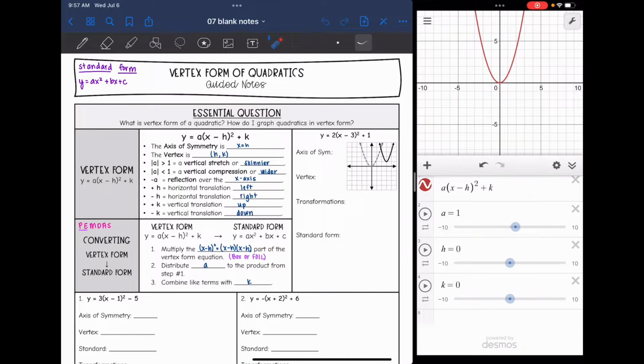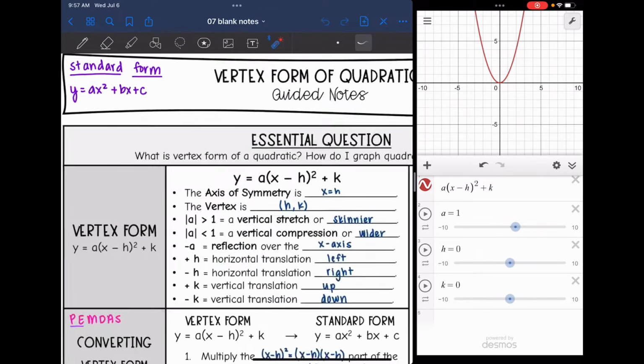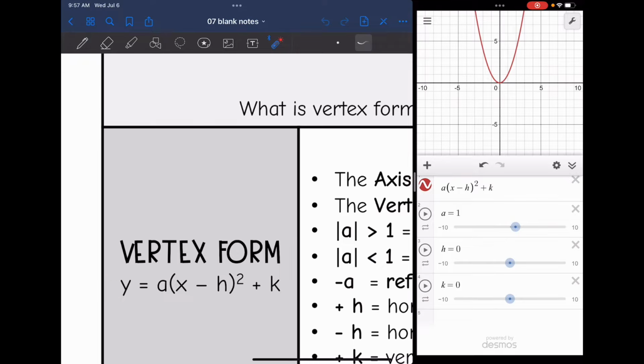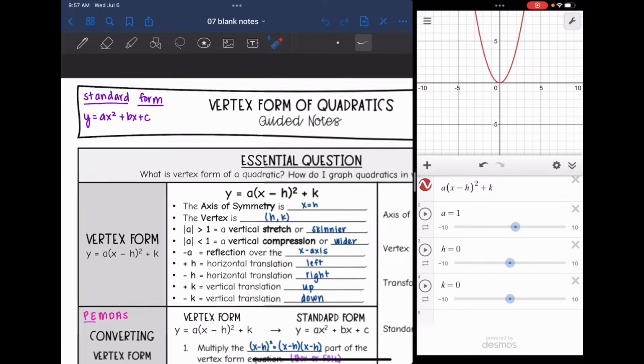Hey guys, today we are going to be looking at vertex form of quadratics. We're going to answer the question, what is vertex form of a quadratic and how do I graph quadratics in vertex form? So far with quadratics, we have looked at standard form, which is y equals ax squared plus bx plus c. We are introducing a new form today, vertex form, y equals a times x minus h squared plus k.